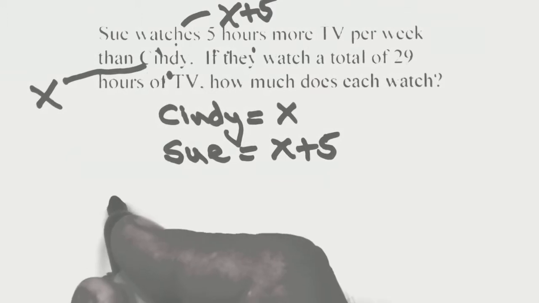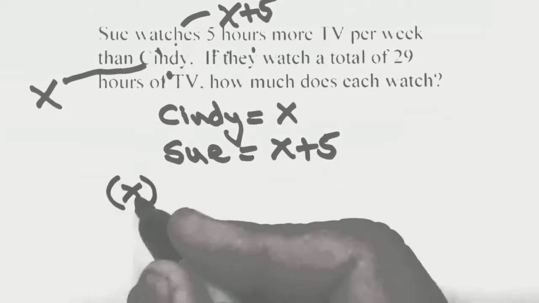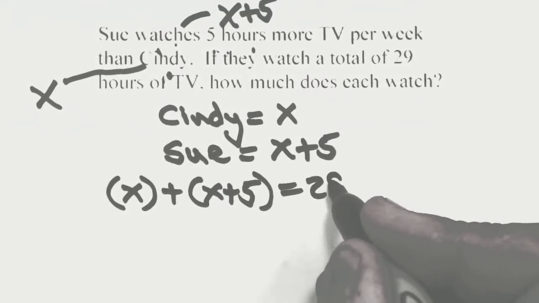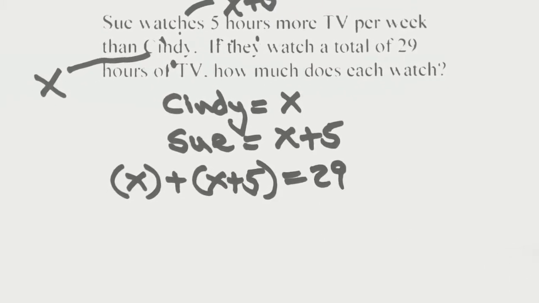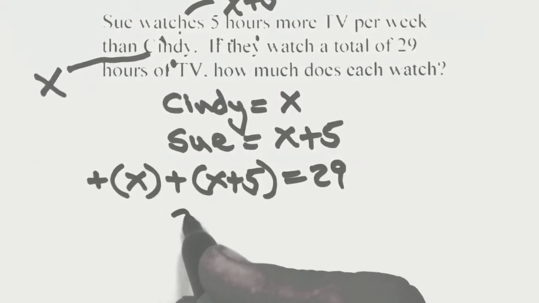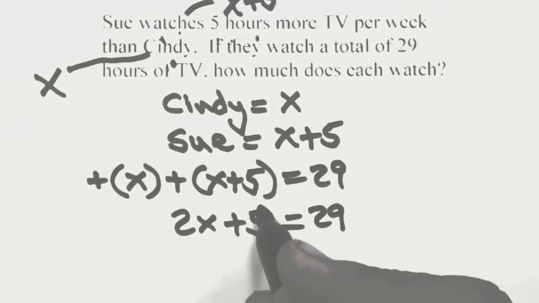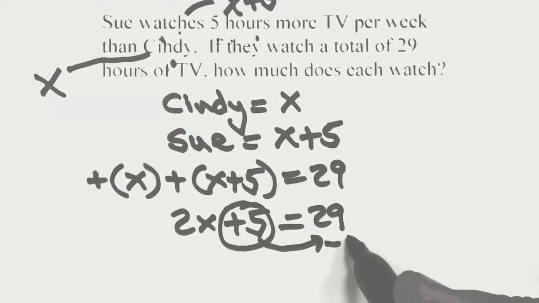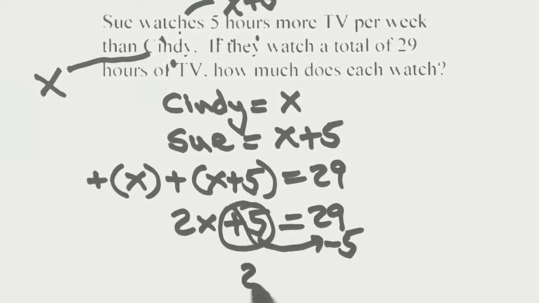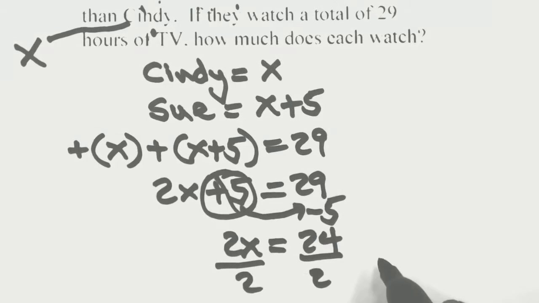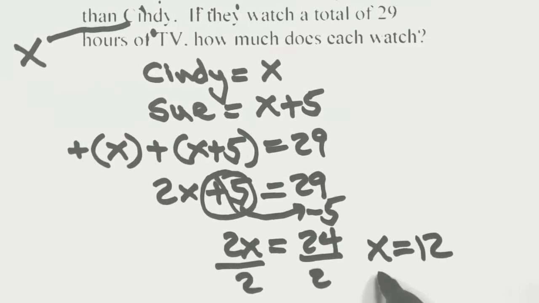Okay, well, the total here is 29. So again, X plus X plus 5 has to equal the total of 29 hours. Now, officially, we've got a plus in front of the first set of parens. Nobody's changing, so we got 2x plus 5 equals 29. Move the plus 5 over. Remember, we don't want any numbers on the left. And I get 2x equals 24. Okay, divide both sides by 2 on this. Okay, and we end up, of course, with x equals 12.